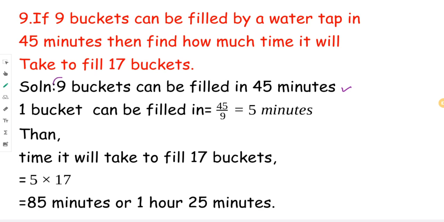So this 9 will go down to the denominator. 9 1s are 9, 9 5s are 45. Now we already got it, right? It takes 5 minutes to fill up 1 bucket. And can we find for 17? We just have to multiply, right? So 17, then 5 7s are 35, 3 9, 5 1 5, 8. So how long does it take to fill 17 buckets? It takes 85 minutes. Clear?